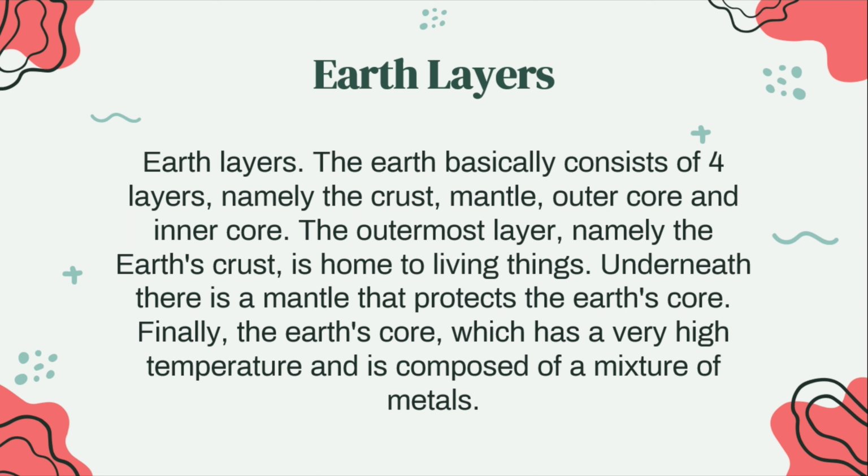Earth layers. The Earth basically consists of 4 layers, namely the crust, mantle, outer core, and the inner core. The outermost layer, namely the Earth's crust, is home to living things. Under it, there is a mantle that protects the Earth's core. Finally, the Earth's core has a very high temperature and is composed of a mixture of metals.